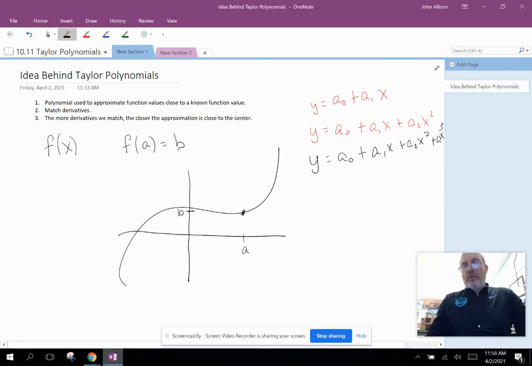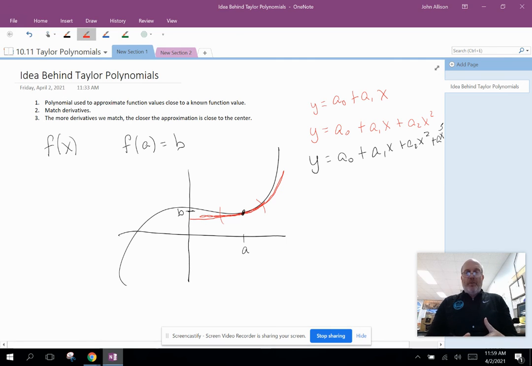Now, this one is going to match the third derivative as well, and it's going to become an even better approximator to the function than our second degree. Still not matching the function because we don't have a polynomial function, but this one is going to be an even better approximation in that neighborhood close to a. That's the idea behind a Taylor polynomial. The more derivatives we can match, the closer we can approximate this function for values close to a.